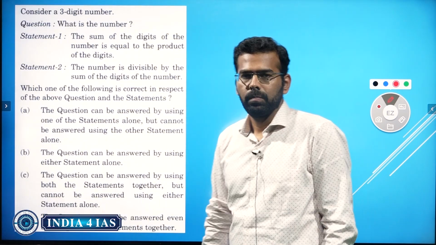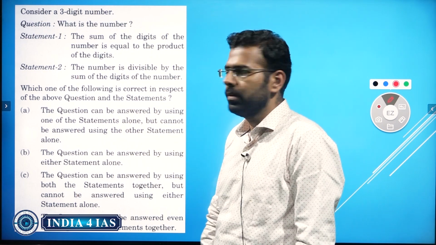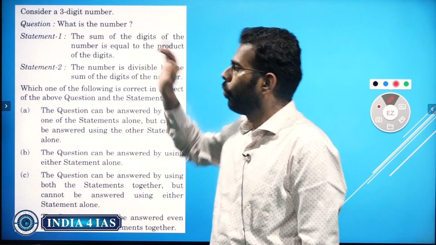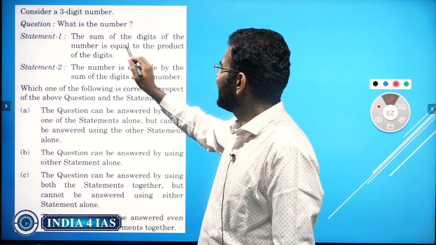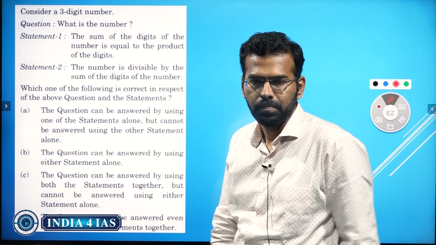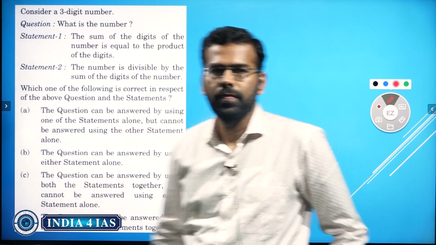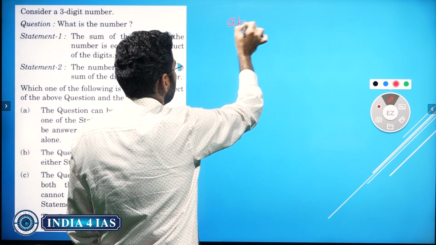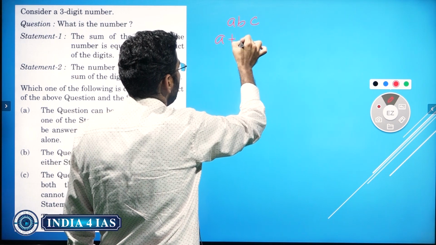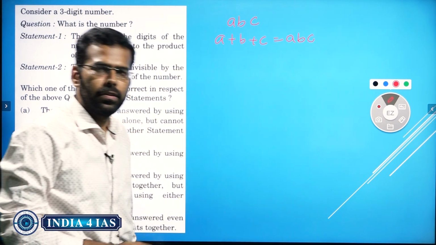Yes. Now again a data sufficiency question. Consider a 3-digit number. The question is, what is the number? Statement 1: the sum of the digits of the number is equal to the product of the digits. Statement 2: the number is divisible by the sum of the digits of the number. Let's say you have a 3-digit number ABC, then he is saying A plus B plus C is equal to A into B into C.